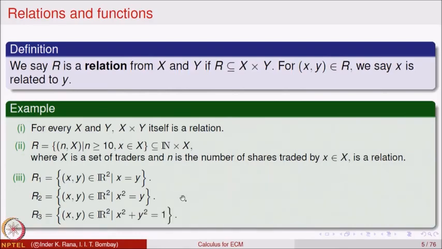Okay. Another relation possible could be x and y in R2 such that x square plus y square equals 1. This has some geometric significance, namely the points on a circle, right. x is related to y if the x coordinate and y coordinate are points on the circle, but that is okay. Mathematically, it is just some relation between x and y. So, this is how you can construct more and more relations between sets.